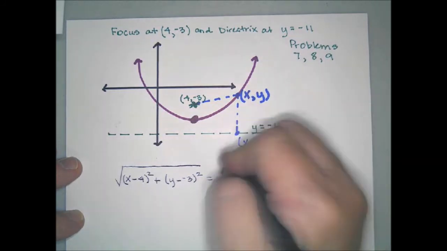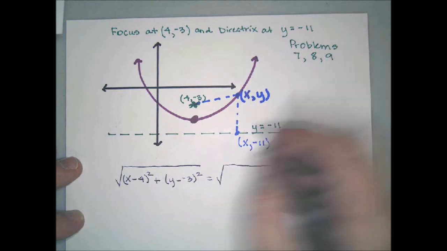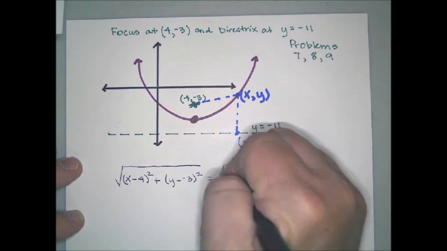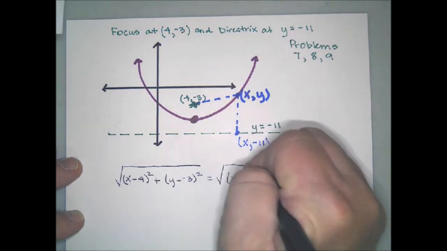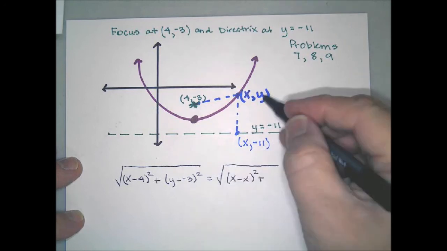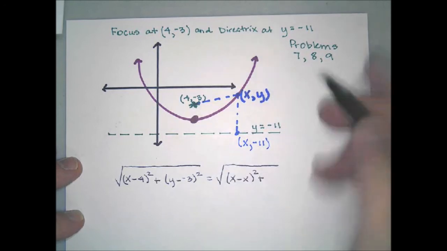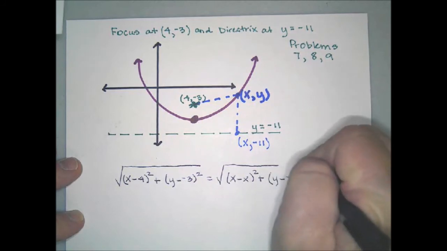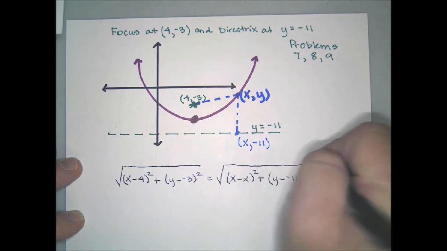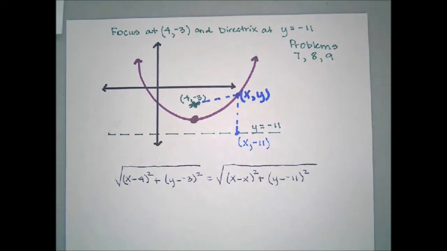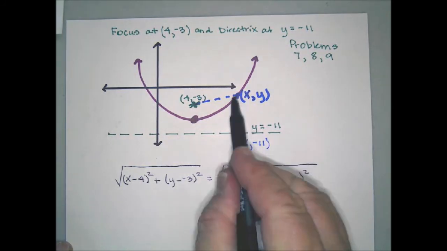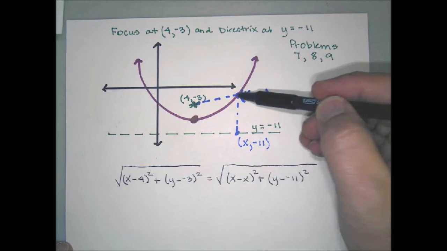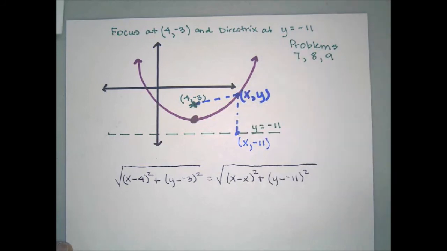So again, I subtract the x's. So in this case, it's x minus x squared, and it's y minus negative 11 squared. So everything starts from there. This distance equals that distance.